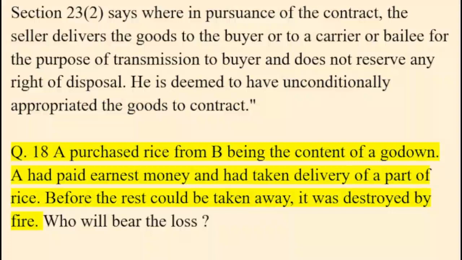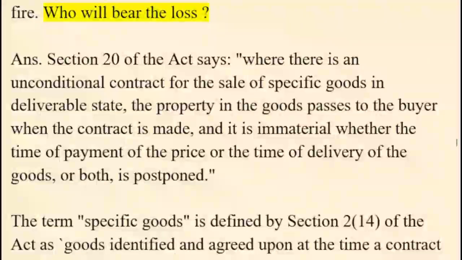Q. 18. A purchased rice from B being the content of a godown. A had paid earnest money and had taken delivery of a part of the rice. Before the rest could be taken away, it was destroyed by fire. Who will bear the loss?